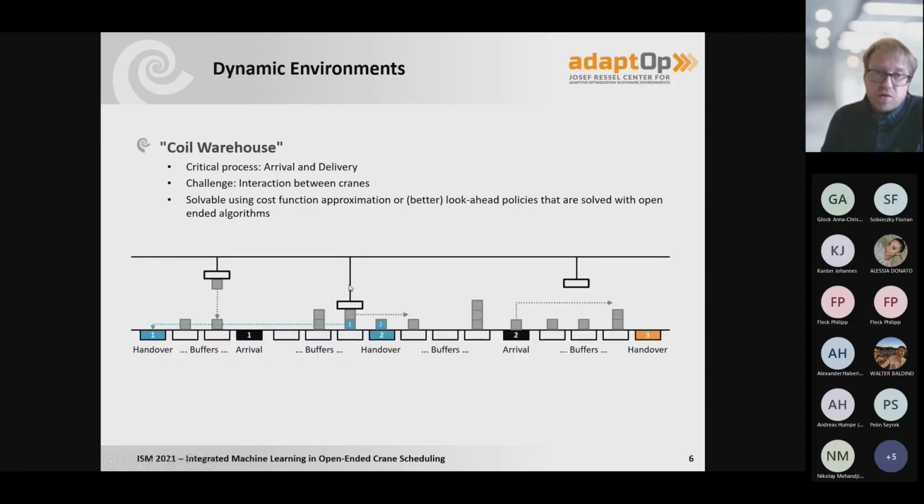Then we have this Coil Warehouse scenario that my colleague Johannes Kader talked about in the previous talk. He was using this environment for the research. Again, the challenge here is we have a much wider range of buffers, and supposedly there will be more arrival stacks and handover stacks.